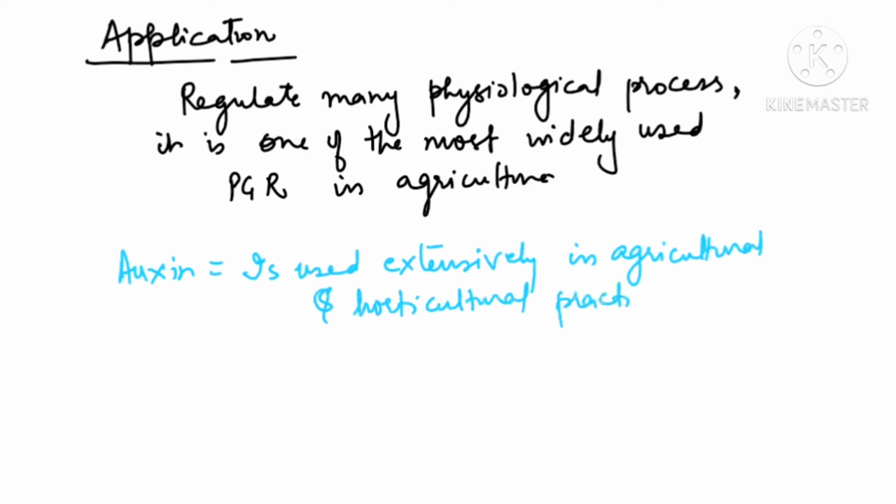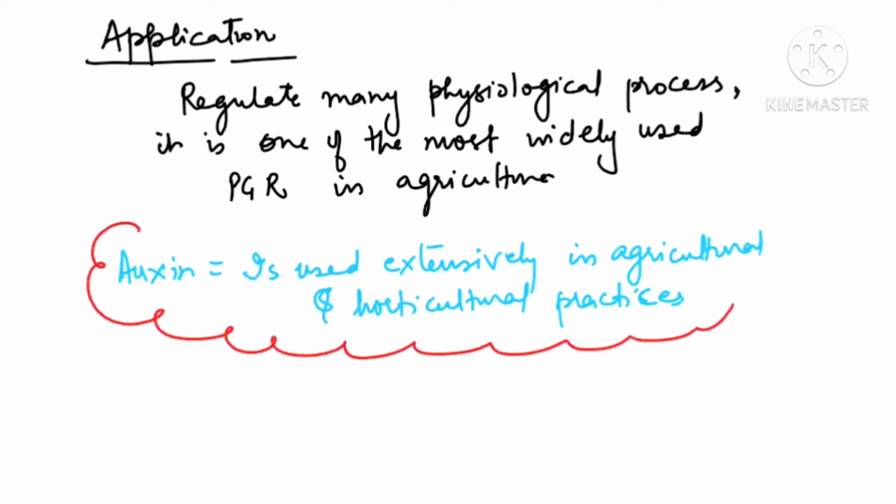So you have to remember when you're solving the question what they are asking. If they ask you only agriculture, the most widely used PGR in agriculture, then your answer will be ethylene. And if they say that we are using it in horticulture plus agriculture both, then your answer will be auxin. So you have to remember carefully when you are selecting the options. I'm just giving you this comparison to make your topic easy and clear to you.